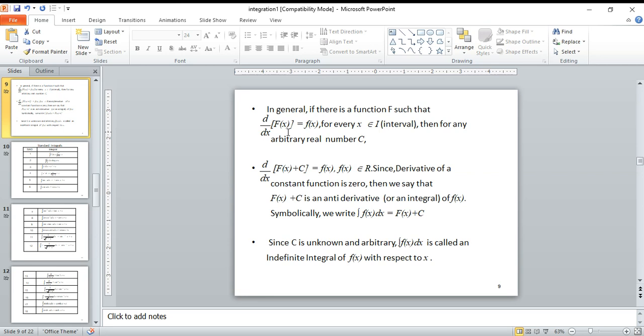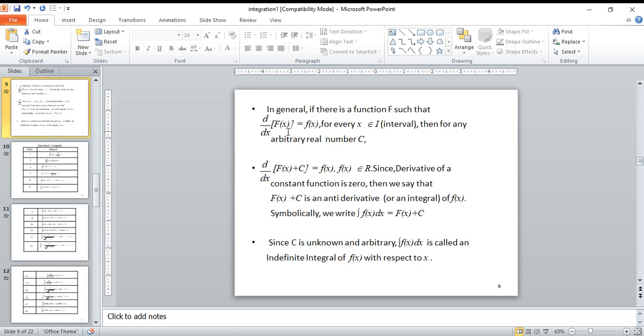So see second point, d by dx of F of x plus c equals f of x, where f of x belongs to R. Since the derivative of a constant function is 0, we say that capital F of x plus c is an antiderivative or integral of f of x. Symbolically, we write integration f of x dx equals capital F of x plus c, since c is unknown and arbitrary.